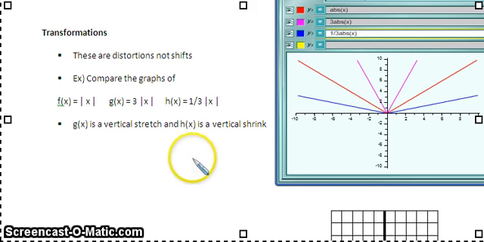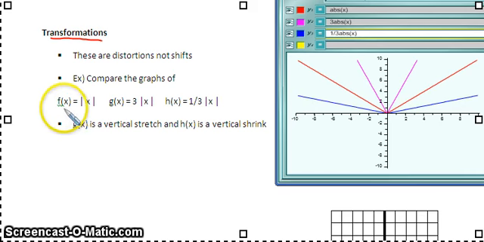And now, instead of talking about shifting, we're going to be talking about transformations of graphs. So these are distortions and not shifts. Instead of moving the graph around on the x and y axis, we're either going to be expanding it or shrinking it, based upon what type of numbers we add into our problems and where we add them in.